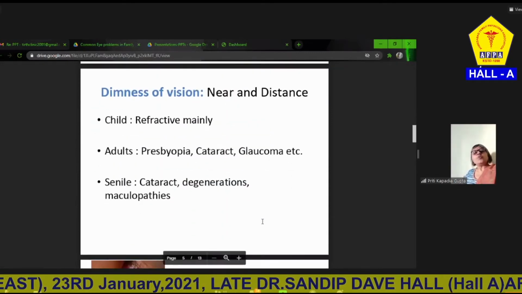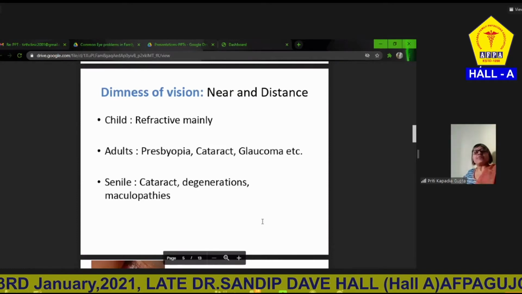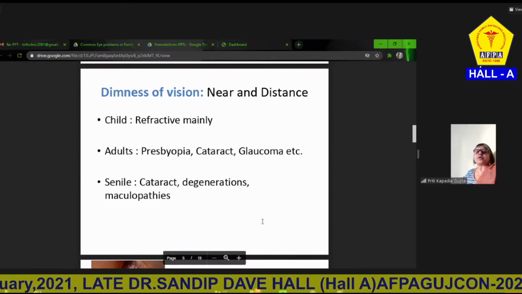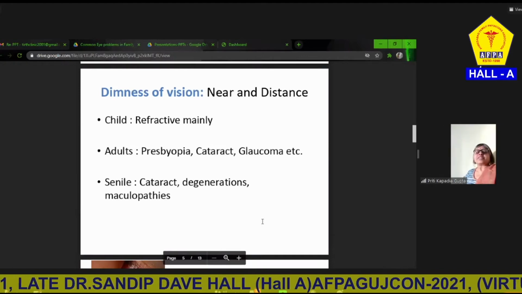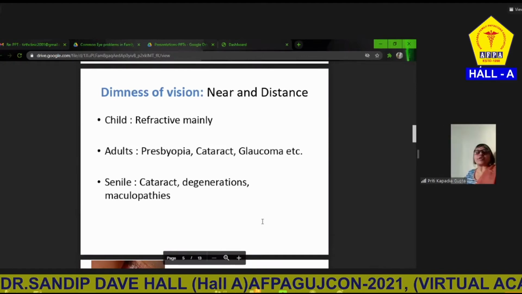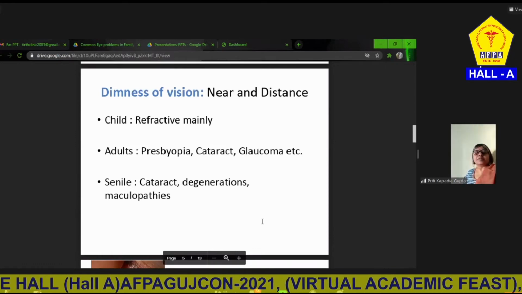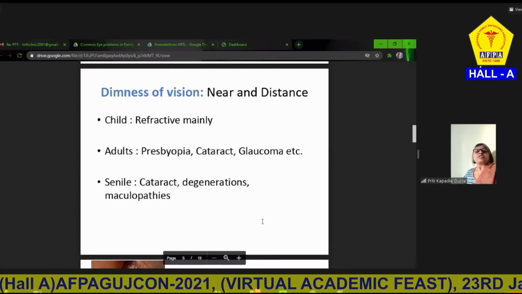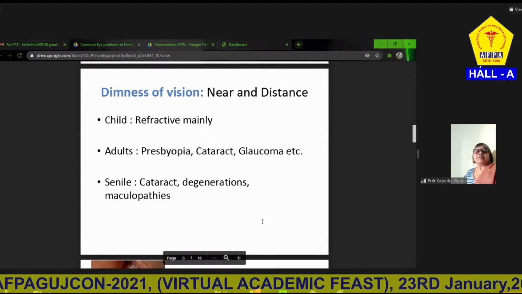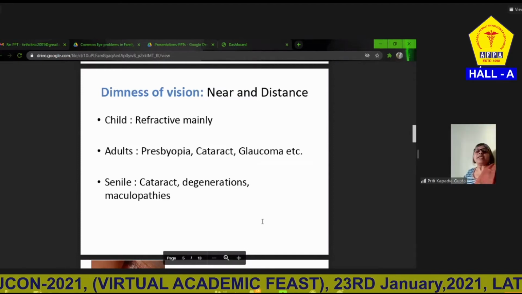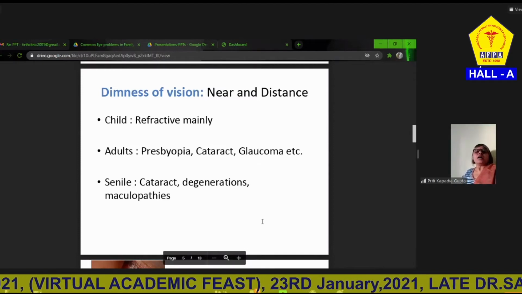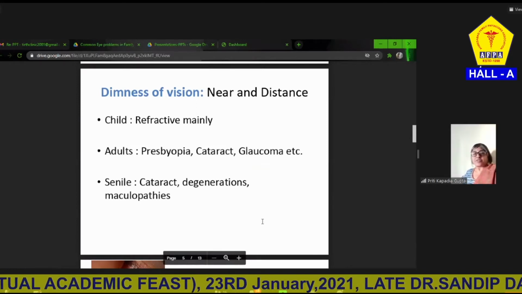So, you are all getting many patients with dimness of vision, either for near or distance. Let's say it is a child, this is mainly because of the refractive error, or maybe a dense kind of dimness of vision for near and distance both. It may be something related to congenital cataract also.